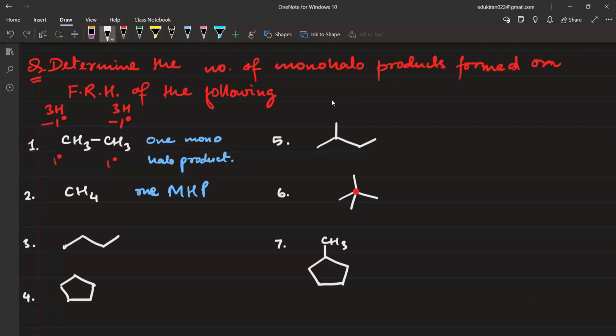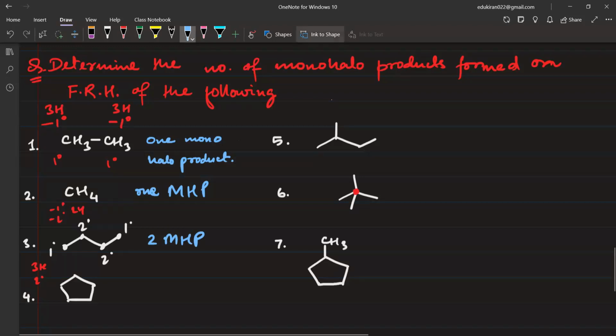See, this is 1 degree, this is 2 degree, this is 2 degree, and this is 1 degree. Now this 1 degree is attached with 3 hydrogens and further attached with 2 degree. So both of these are same. And this 2 degree is attached with 1 degree carbon, 2 degree carbon and 2 hydrogens. Here also same. So here we are having 2 mono-halo products, right? We'll get 2 MHP.